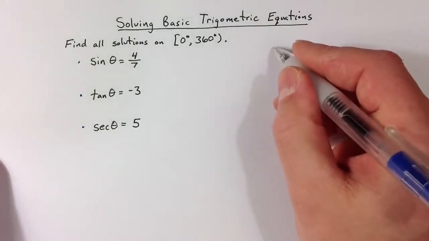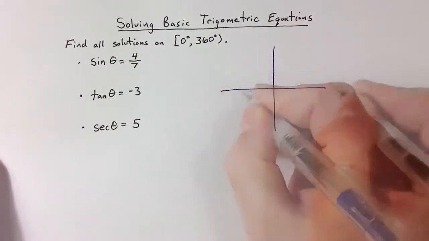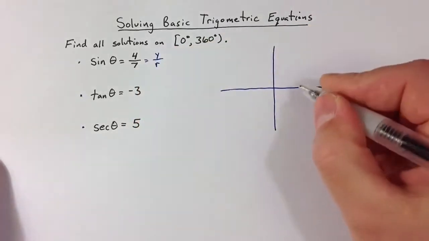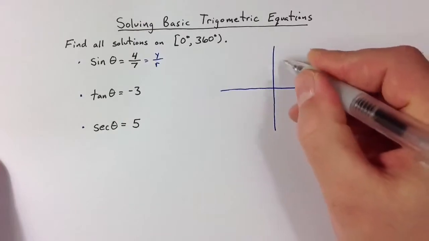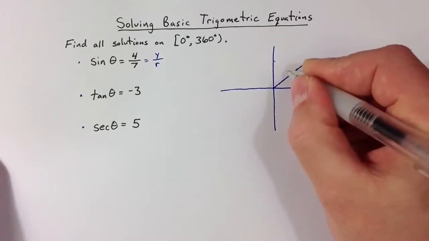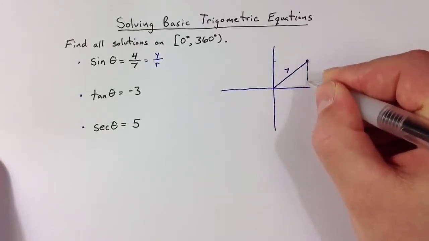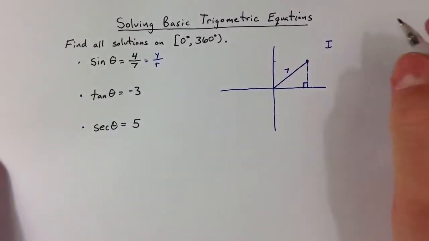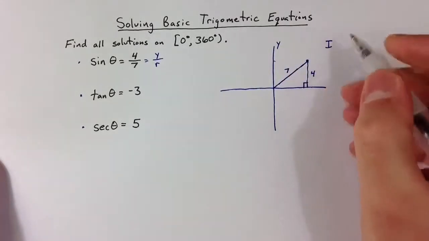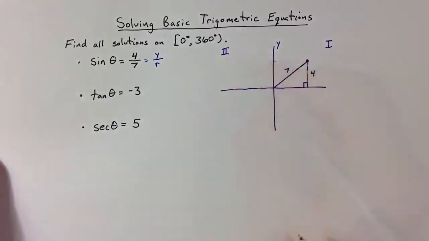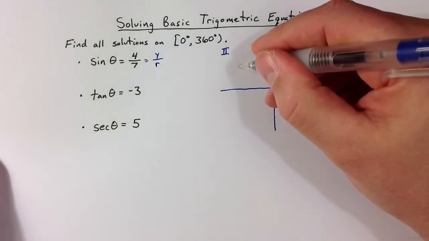Alright, well, starting out, the sine function will be 4/7. We can think of this as y over r. And so I want a y value of 4 and a hypotenuse of 7, an r value of 7. That will happen in the first quadrant because sine is positive in the first quadrant, but thinking of sine because it relates to y values, sine is also positive in the second quadrant. And so there'll be a second solution over here.